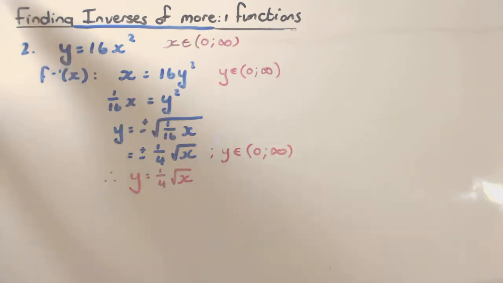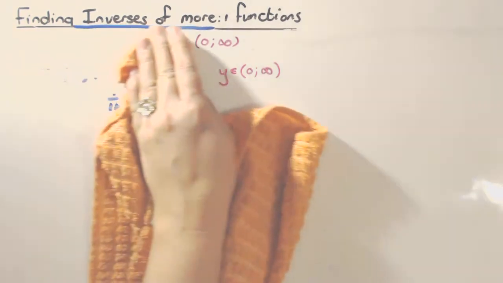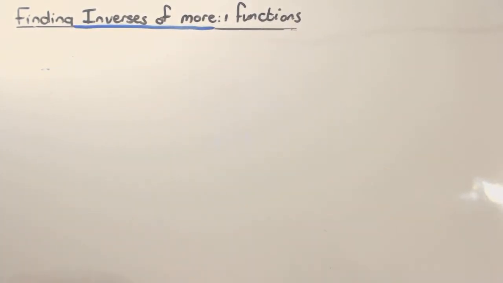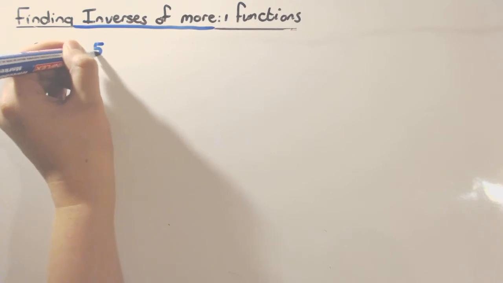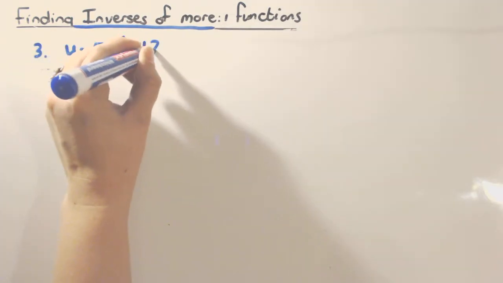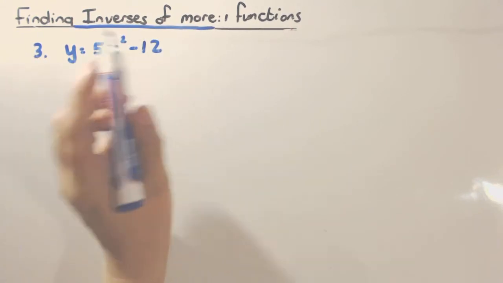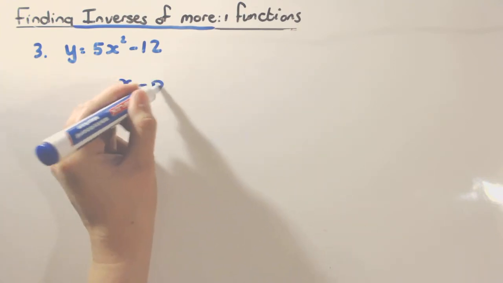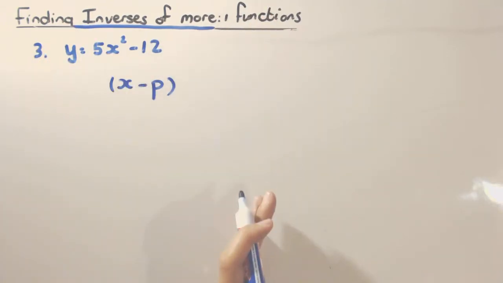Right, let's look at one last example. I'm going to do the restrictions from the beginning in this example so you can see them. But hopefully you've got the idea now anyways. Right, so if I have y is equal to 5x squared minus 12. Right, now I know this is a parabola, and I see parabolas are moved sideways by the p-value, if you remember. I see there's no p-value, so this parabola lies exactly on the axis.